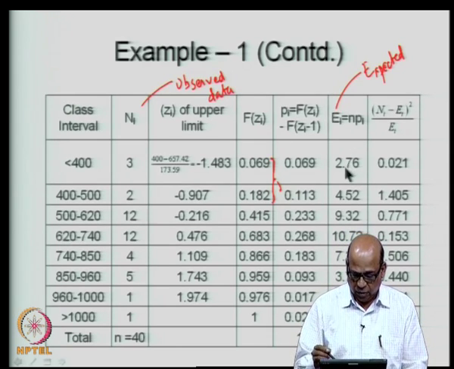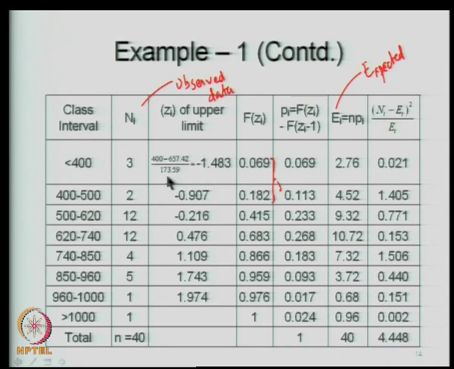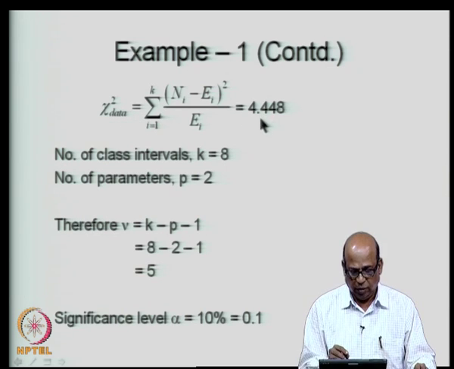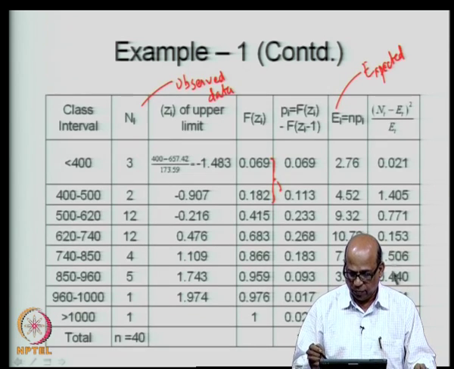it is just the expected number of values. Now, we calculate ni minus ei the whole square divided by ei, which means in this particular case you have 3 minus 2.76 the whole square divided by 2.76, which is 0.021. Like this you calculate all of this, and the sum of that will be 4.448. This is the chi-square value that you obtain from the data. So chi-square from the data, I indicate it as chi-square data, is 4.448, which is just the sum of these values.